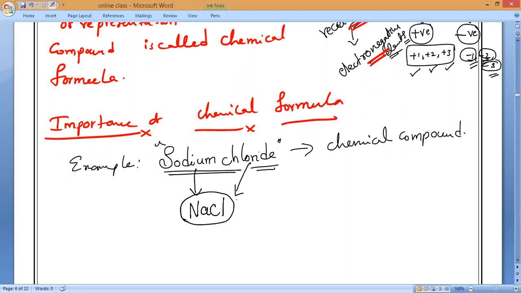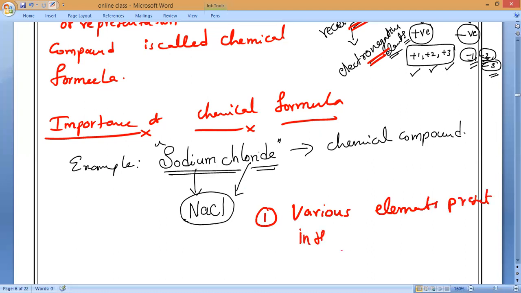Now, let us discuss what is the compound, what is the information we'll get from this chemical formula. First information, notice it very carefully. We will notice various elements present in the given compound. Is it true or not?